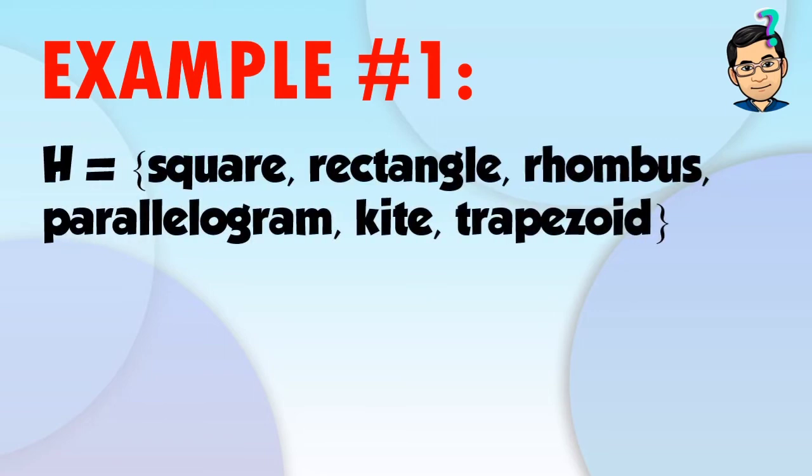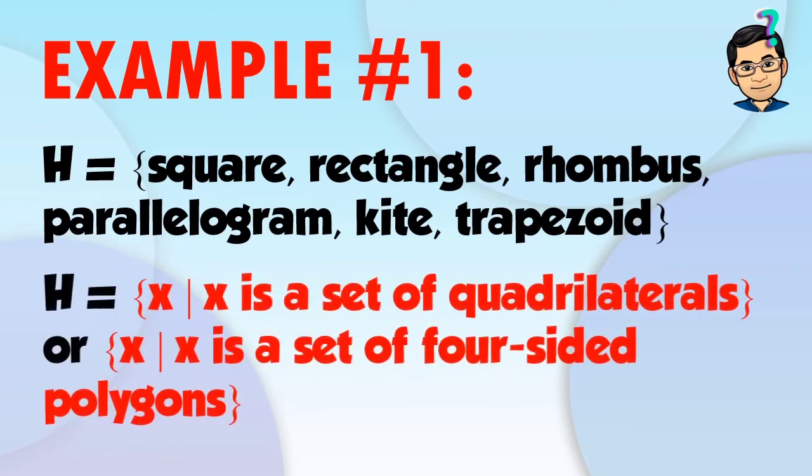The elements of set H are square, rectangle, rhombus, parallelogram, kite, trapezoid. So, ano ang common characteristic sa mga elements ng given set na yan? So, four-sided figures po sila. So, we can generate a rule like {x | x is a set of quadrilaterals} or {x | x is a set of four-sided polygons}. So, in writing a rule, ganyan po ang tamang pagsulat. So, yung such that na sinabi ko kanina is yung parang guhit sa pagitan ng dalawang x. So, ganyan lang po yung rule method.